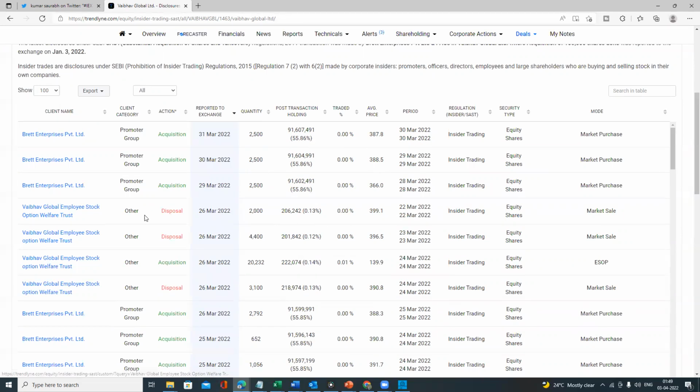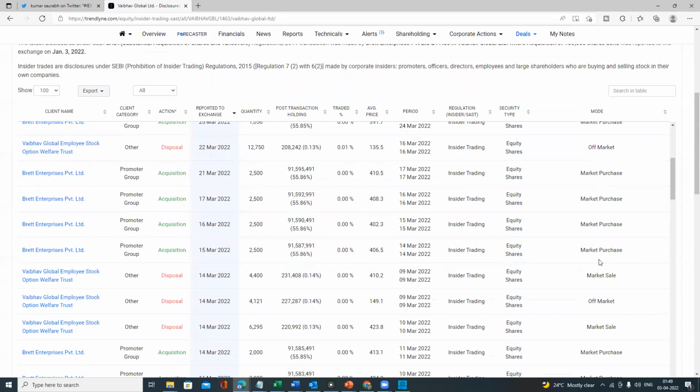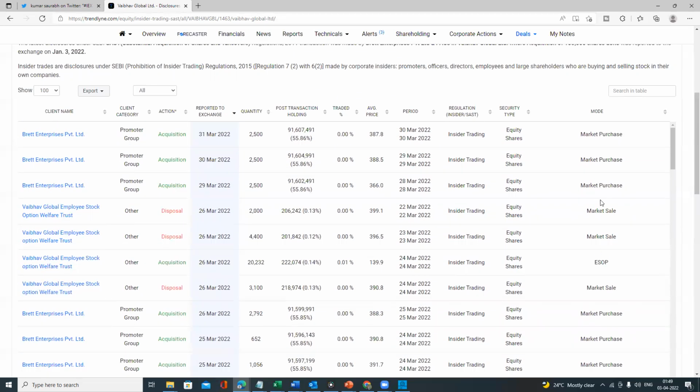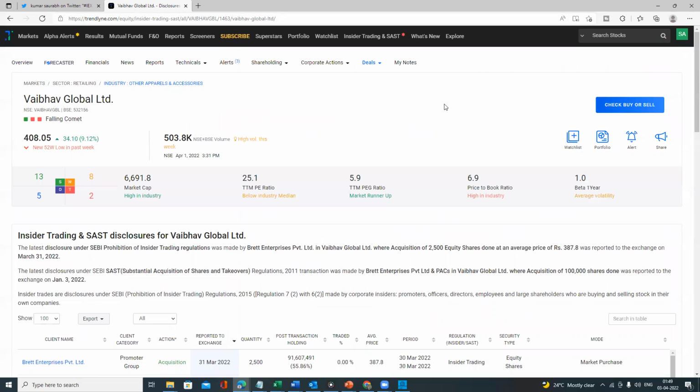And there is somebody in the other category, it is more the employee stock option. So this is how you track. And what is important, it also highlights the mode of transaction, whether it is ESOP. What is important is if there is a market purchase and sell which is happening, you can track all of this data. The other interesting part of this is, if you see this screen, the screen is for Vaibhav Global, and all of these menus are for Vaibhav Global.